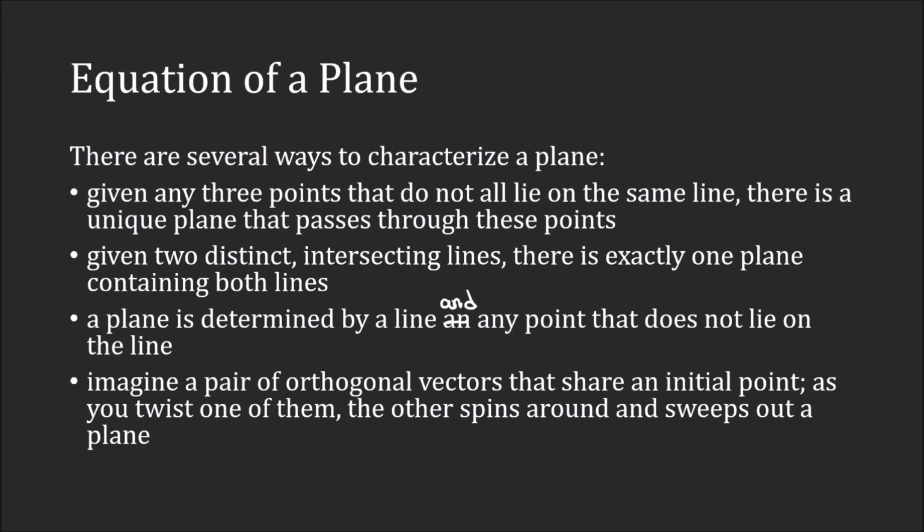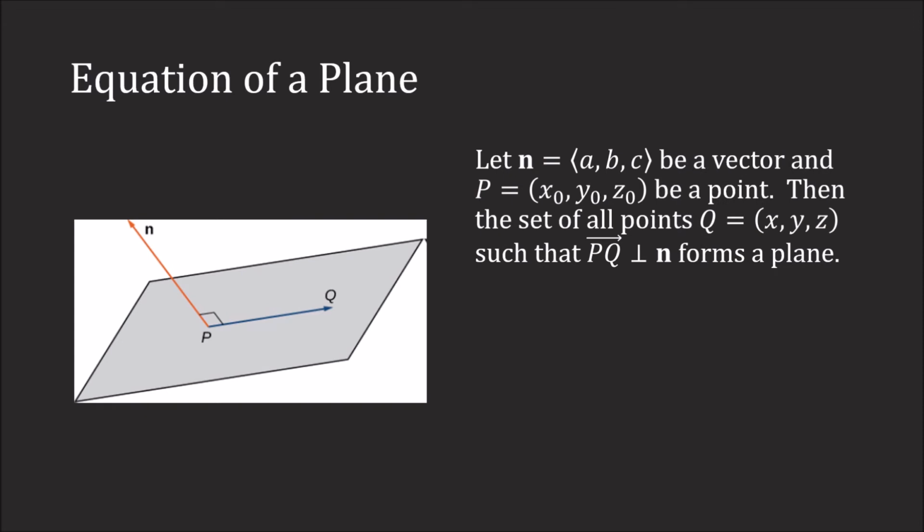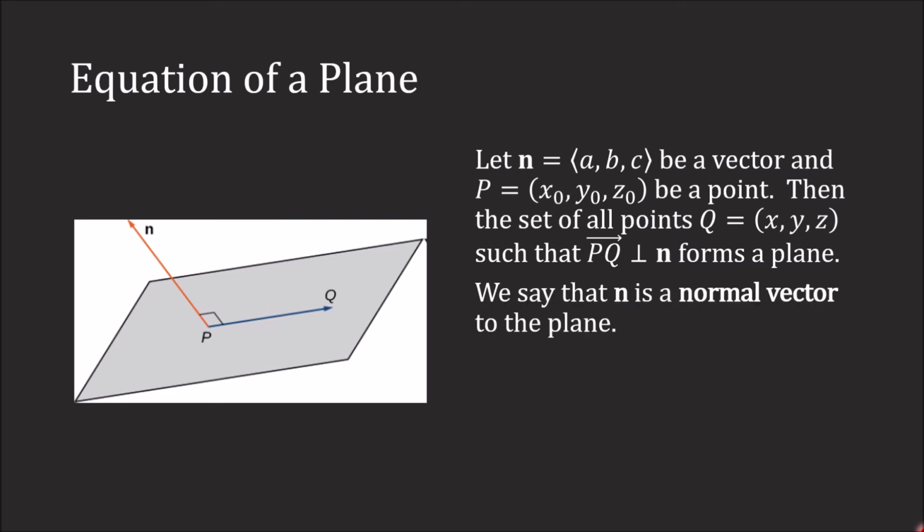Now let's try and describe the plane mathematically. So let n equal ⟨A, B, C⟩ be a vector. Let P equal (x naught, y naught, z naught) be a point. Then the set of all points Q equals (x, y, z), such that the vector PQ is orthogonal to the vector n, forms a plane. We call n a normal vector to the plane.